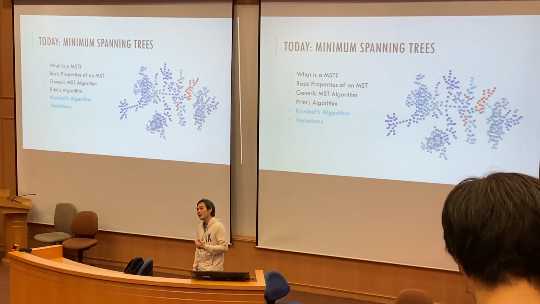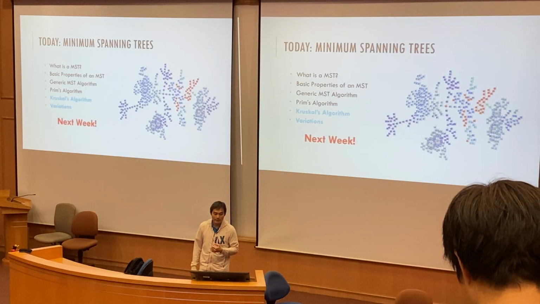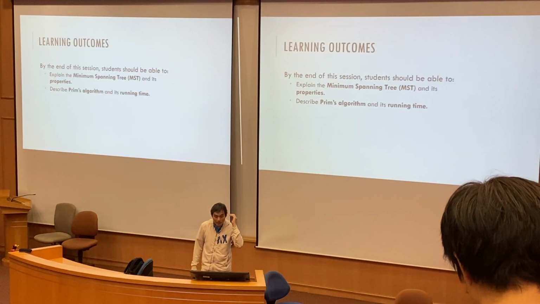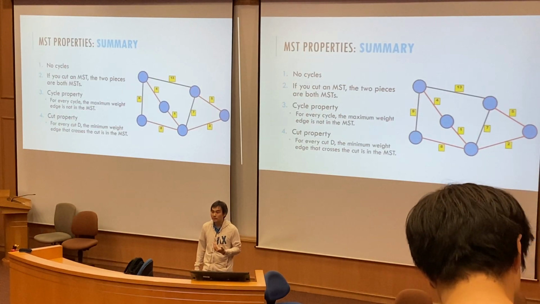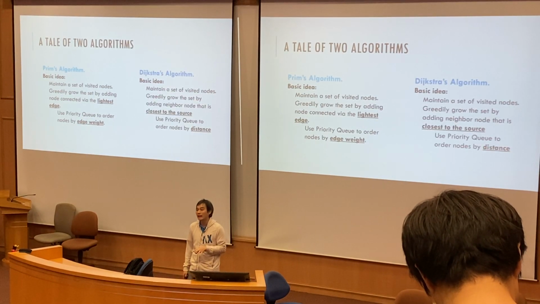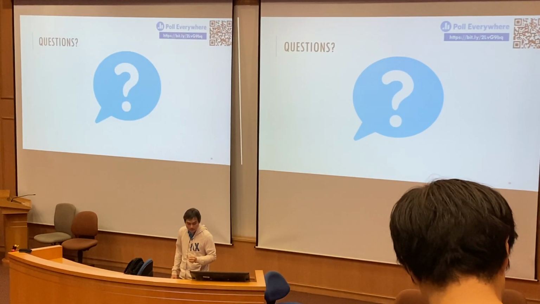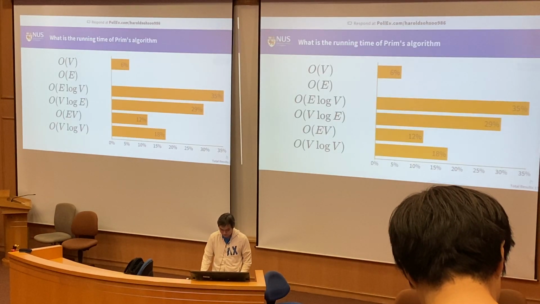Next week we'll be talking about Kruskal's algorithm as well as variations, but that's next week. So today you know about minimum spanning trees and their properties, and the difference and similarities between Prim's and Dijkstra's algorithm. So let's do some questions now before we go to problems.